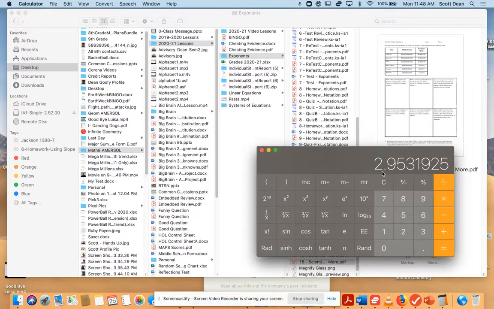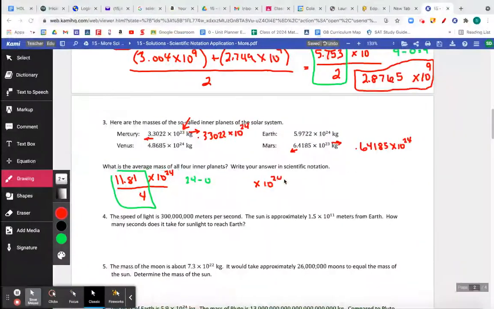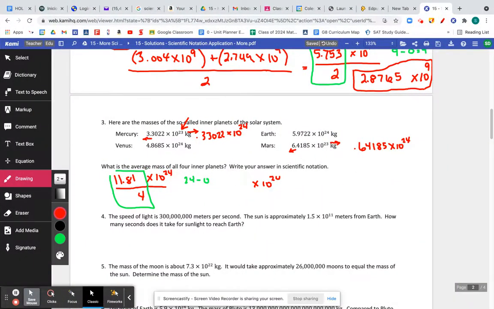So we got 2.95. Okay, and there we go. 2.95 times 10 to the 24.